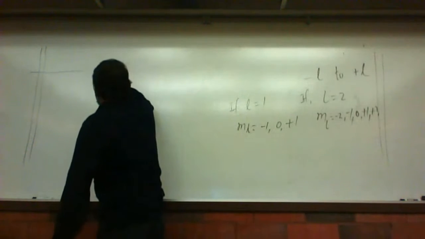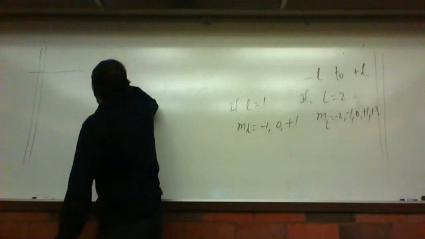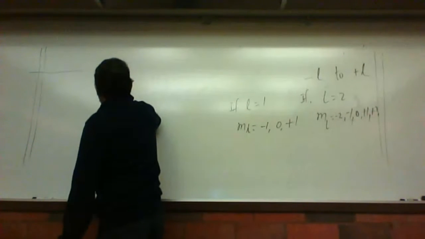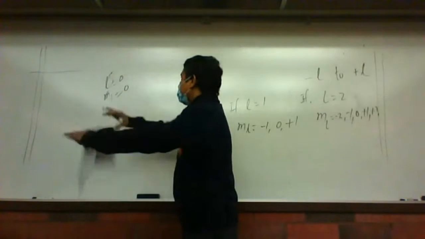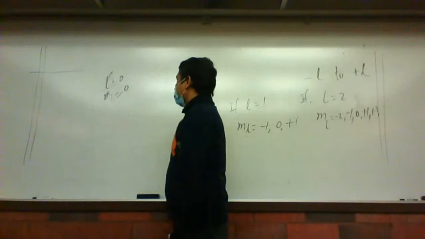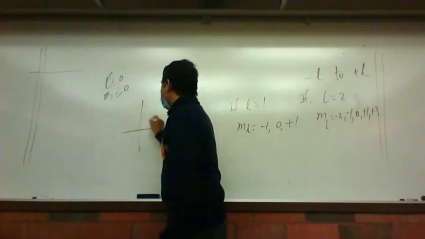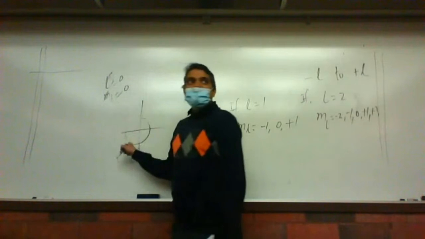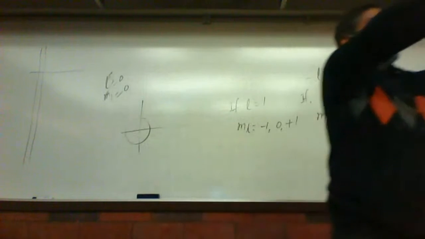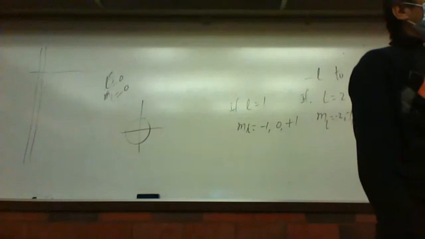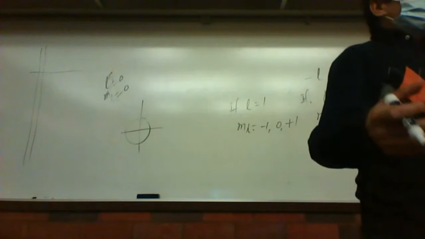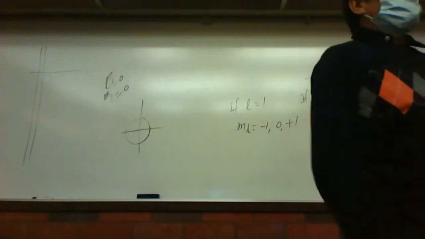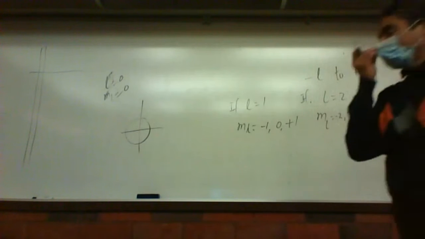So let's say L equal to 0, then you will have ML equal to 0. So what does this ML equal to 0 orbital look like? This is spherical. ML 0 means the orbital is spherical. The azimuthal quantum number L equal to 0 cannot be divided further into smaller parts. So that looks to be spherical.